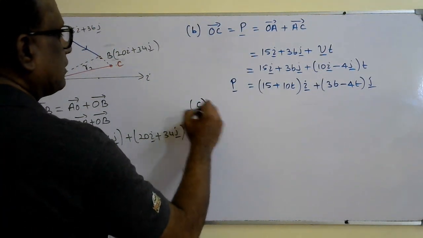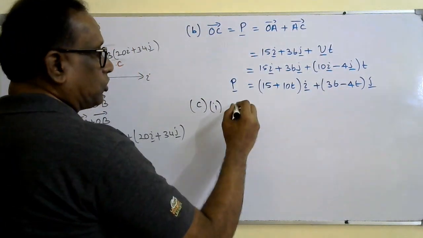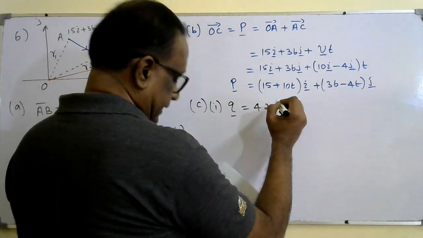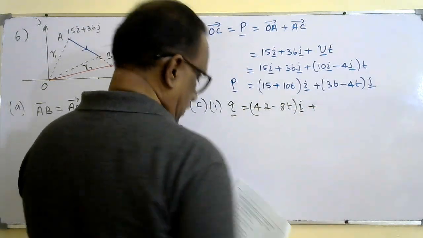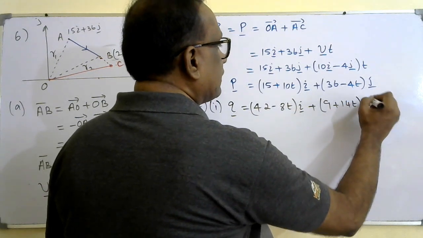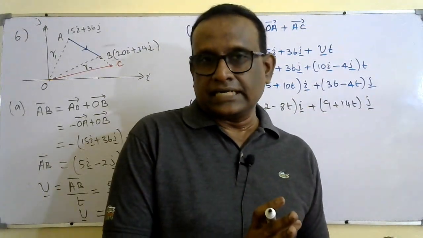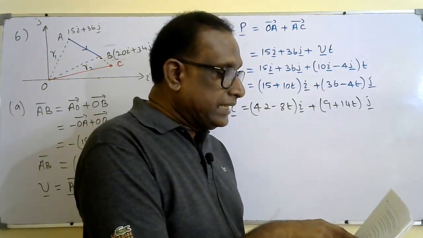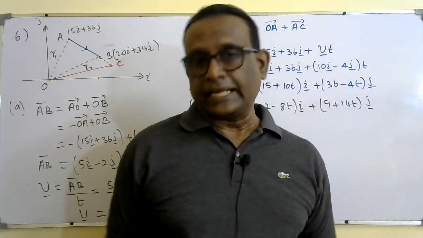So for part C, this is the position vector of P. We know the position vector of ship Q is given as 42 minus 80I plus 9 plus 14T, J. At 12 o'clock the journey started, and this is happening at time T. The question says T hours after 12, so for Q also the time is measured from 12 o'clock. Both have the same time, right?